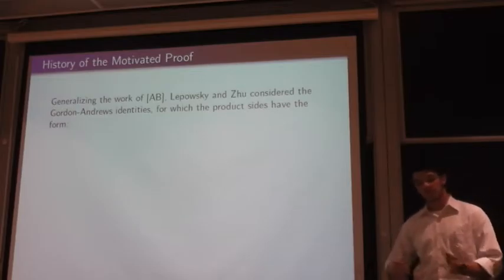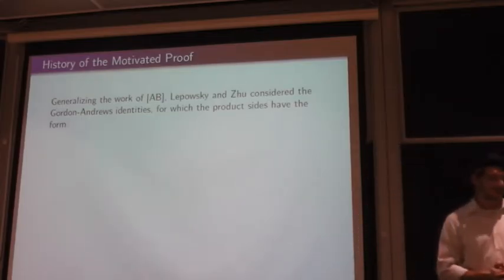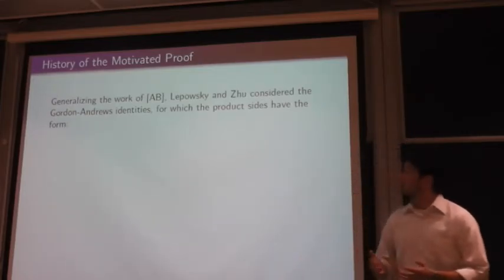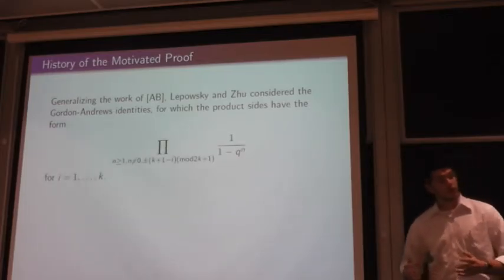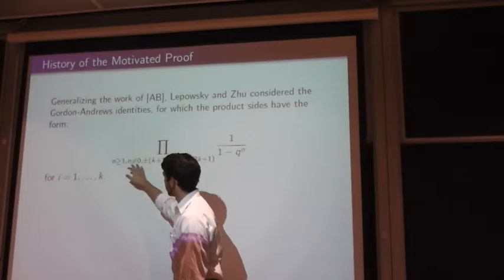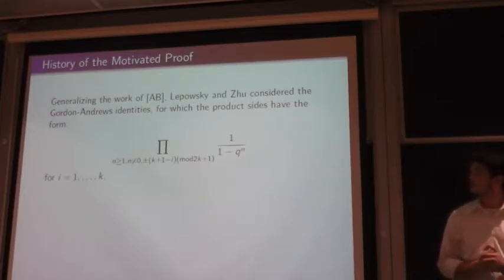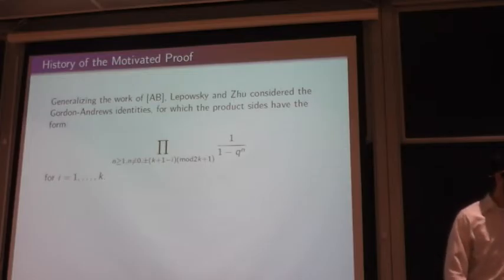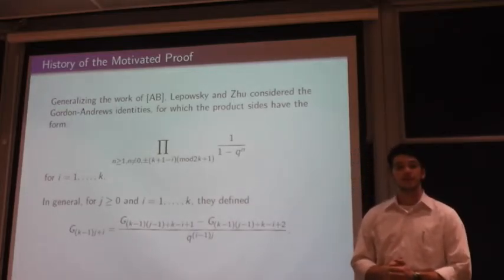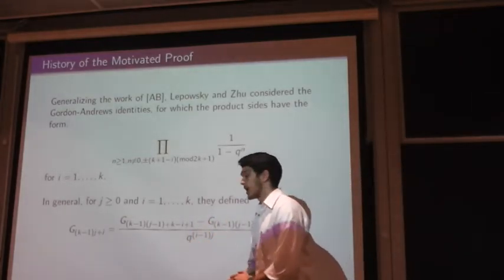So this was taken a step further by Jim Lepowsky, who you might know, and his collaborator Zhu. They considered the Gordon-Andrews identities, which is another set of partition identities, which have product sides that look like this. All the conditions are written down here instead of being up in the exponent. But basically, they have this set of conditions on the parts in these partitions. And they wanted to think about it in terms of a motivated proof, as did R.J. Baxter and George Andrews. So in general, they define each of the G sub i in the same spirit as Andrews and Baxter to look something like this.